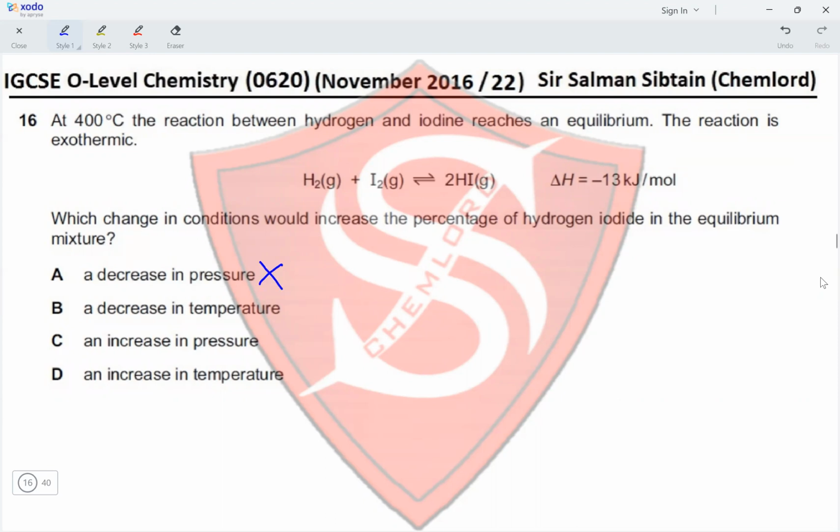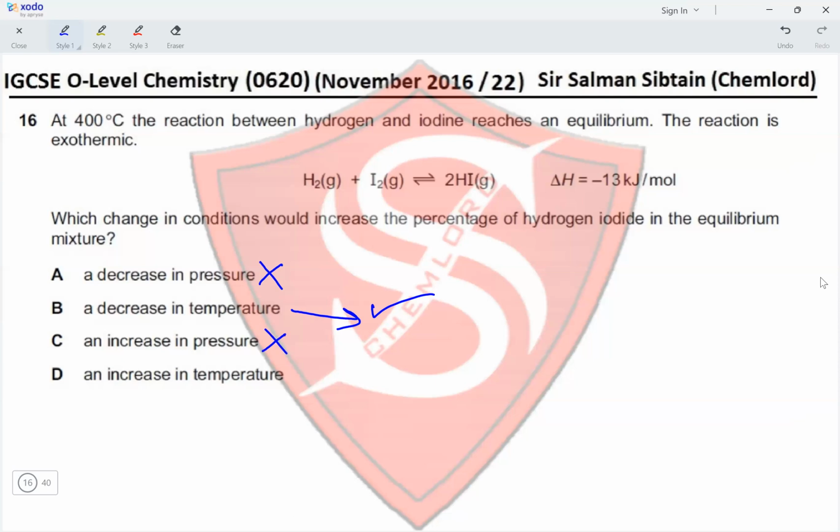A decrease in temperature. Since the forward reaction is exothermic, a decrease in temperature will favor the exothermic side of the reaction. That means the equilibrium will shift forward, increasing the yield of the product, which is hydrogen iodide. So this is correct. An increase in pressure. An increase in pressure will also have no effect since the number of moles of reactants and products are the same. An increase in temperature.